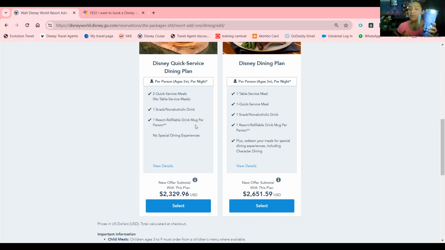So again, it is recommended to go ahead and have these as well because refill is unlimited, but it has to be in the resort. That's the only downfall on that one.